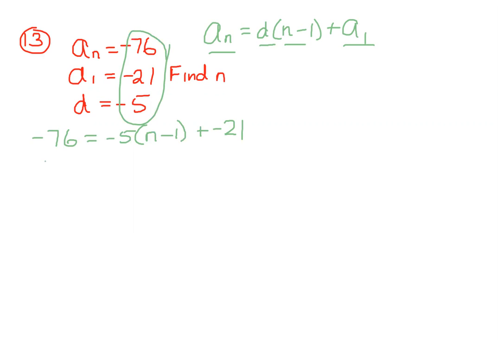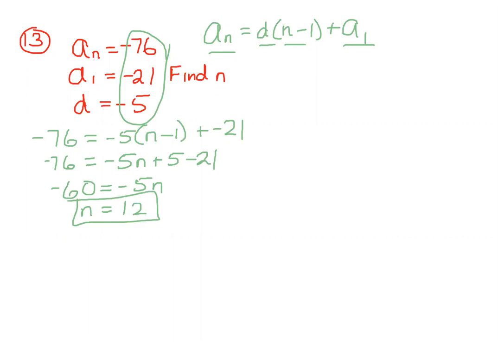All right, so I am going to distribute this negative 5. And then I'm going to get negative 60 equals negative 5N, and N equals 12. So what that is telling us is negative 76 is the 12th term of this sequence. And let's do one more.